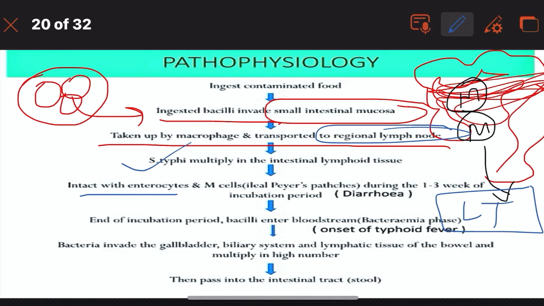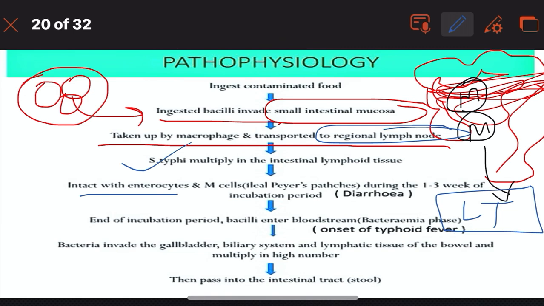Okay, and then we will go in detail. So we see that first, the bacilli are taken up by the macrophages, and then they enter the lymphoid tissue, and once they invade the lymphoid tissue, they multiply inside it, and they are interacting with the enterocytes and the M cells.